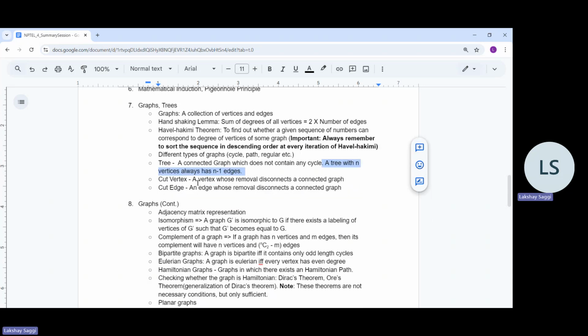And then we discussed what cut vertices are. A cut vertex is a vertex whose removal disconnects a connected graph. So if we are given a connected graph, or let's say a connected component, and if we delete one vertex such that the component gets disconnected, and there become two or more components in the graph, then that is what we call a cut vertex. And a similar definition can be given for cut edges also. A cut edge is an edge whose removal disconnects the connected graph.